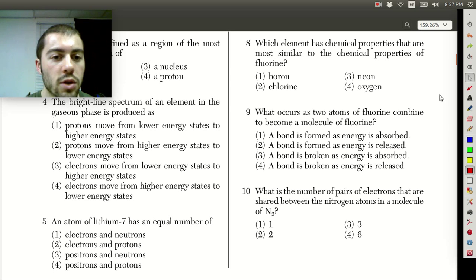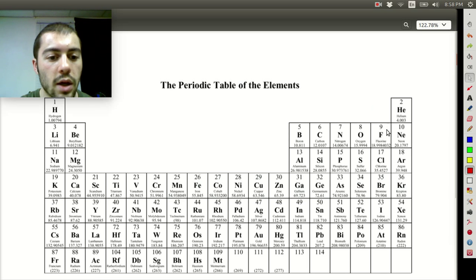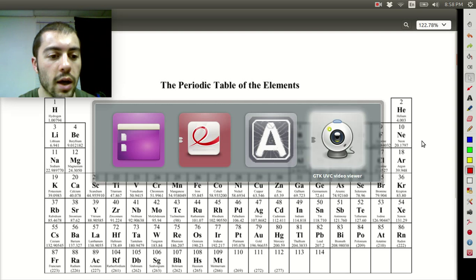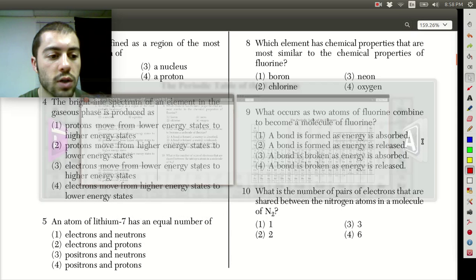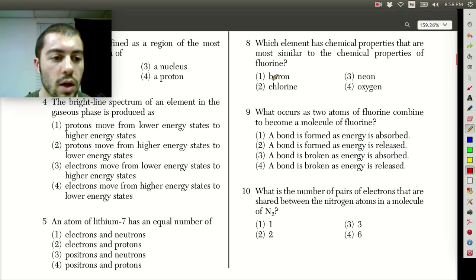So for number 8, which element has chemical properties that are most similar to the chemical properties of fluorine? This is another time we're just going to look at the periodic table and see, okay, fluorine is in the same group as the halogens, chlorine, bromine, iodine. Anything that's in the same group is going to behave similarly, so we just want to choose a halogen as our answer here. And if we look at the answer choices, we have chlorine here, which is a halogen, so it's going to be our answer choice.